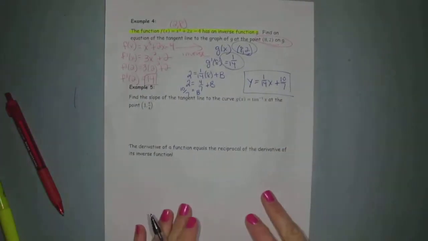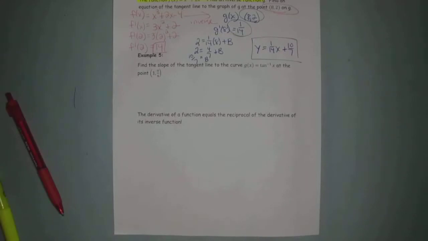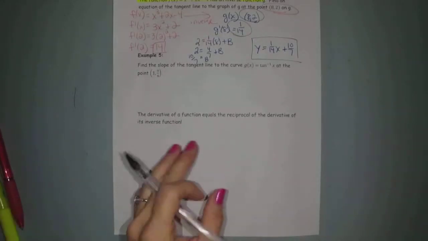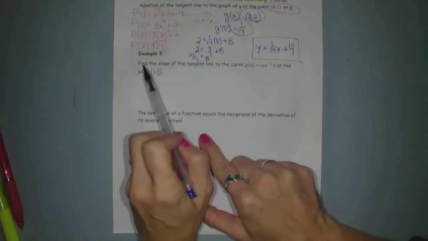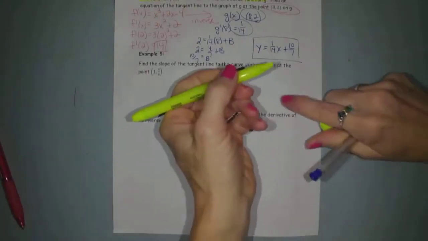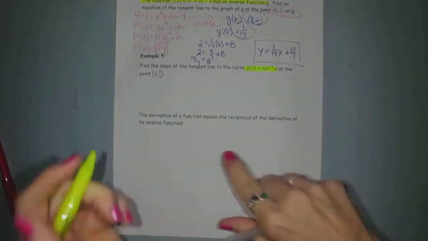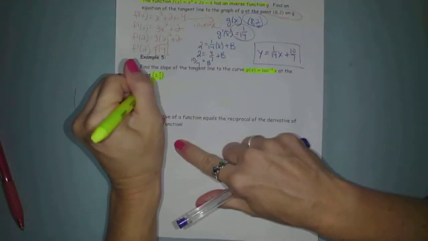All right, and we're on to our very last example here. I love this example because it brings a prior lesson full circle. So check it out. Find the slope of the tangent line to the curve g of x equals tan inverse x at the point (1, pi over 4).